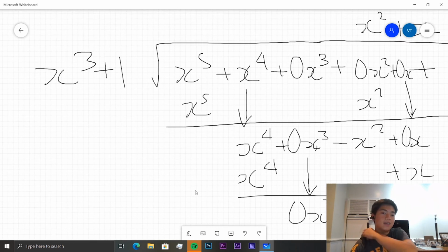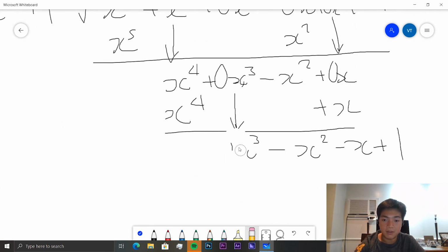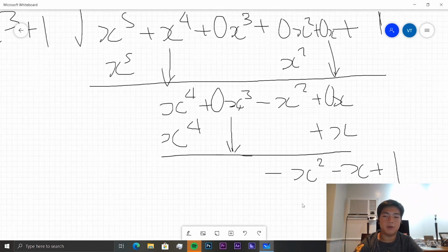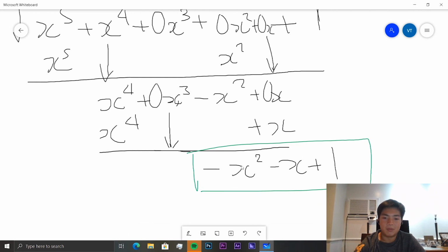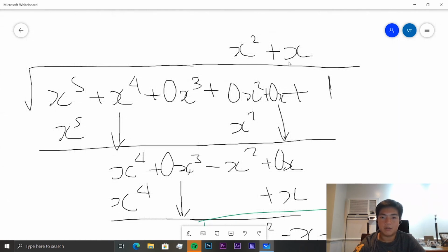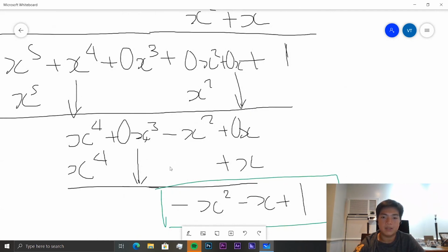And so finally, x cubed can no longer divide 0x cubed, which, if we remember, is 0. So we're left with negative x squared minus x minus 1 plus 1. Since x cubed cannot divide minus x squared, we're left with this as a remainder. So your remainder can easily be a function in itself. In fact, it normally is. So when we divide this by that, we get x squared plus x with a remainder of negative x squared minus x minus 1.